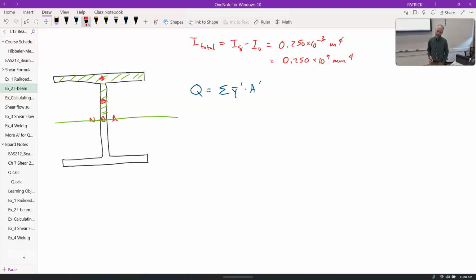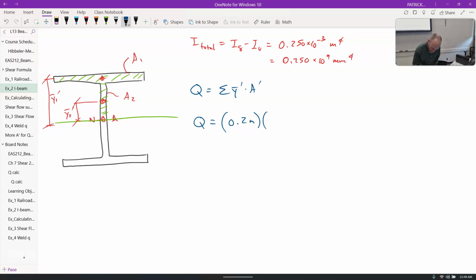So this is going to be A1, this is going to be A2, y bar prime 2, y bar prime 1. So area 1. Been doing this in meters, so I'll make my life easier here and write this in meters. So we've got the width of the flange, 0.2 meters, the thickness of the flange, 0.02 meters, times centroid to the top there. That's our 160 millimeters we did before, 0.16 meters.